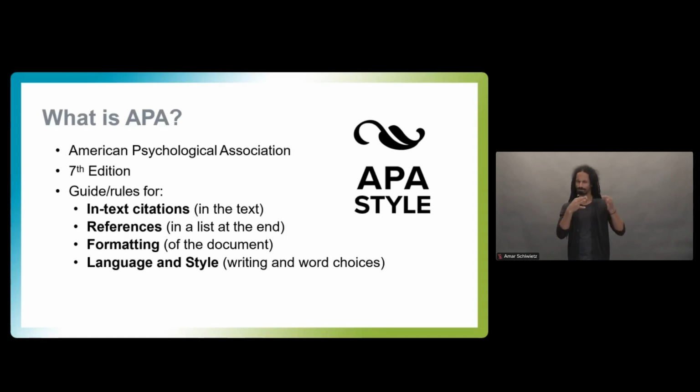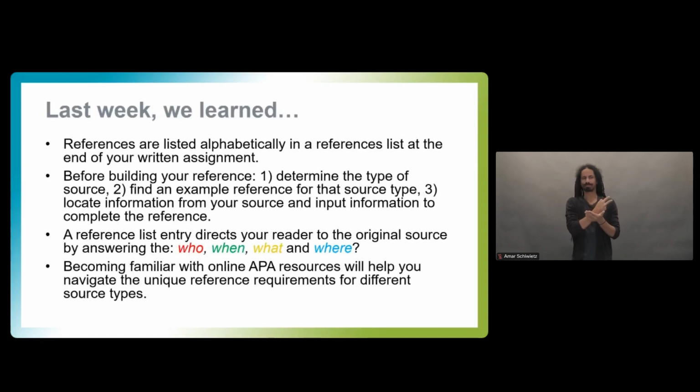Just for a very quick review of what the previous 2 workshops in this series have been about. References, right? References listed alphabetically, a reference list at the end of your assignment. We talked about building references, right? How to identify the type of a source, where to look for example references, and then going through that who, when, what, where parts of a reference list entry. And as always, we like to refer back to the APA Style website as a great and updated source of information for all things APA 7.